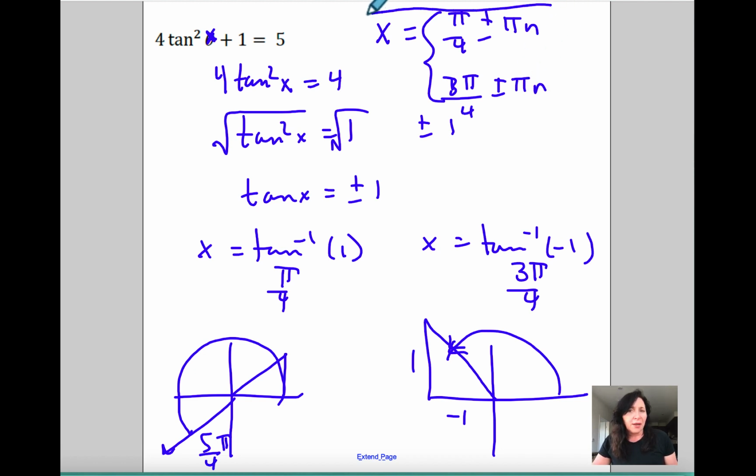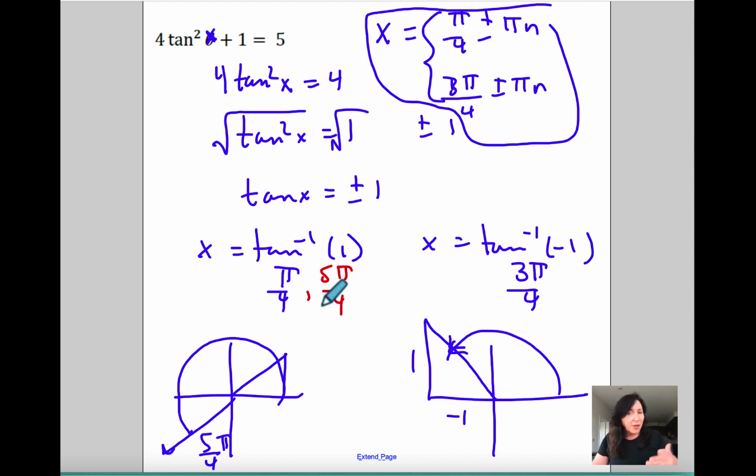So those two answers right there are going to cover all the answers forever and ever because that's a general solution. Now, we can restrict the solution to just 2 pi. If that was the case when I was at 1, I would say pi over 4. Tangent is also positive 1 here at 5 pi over 4.